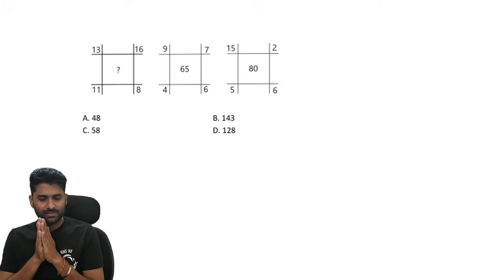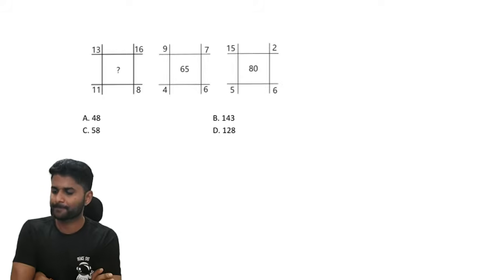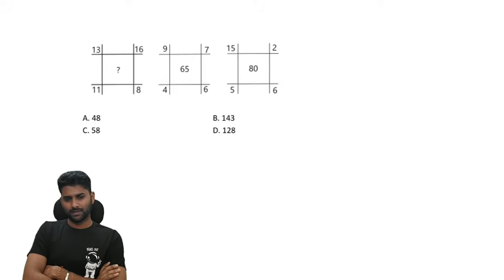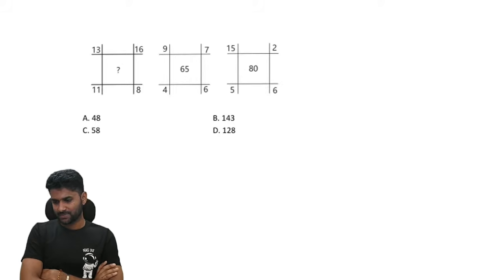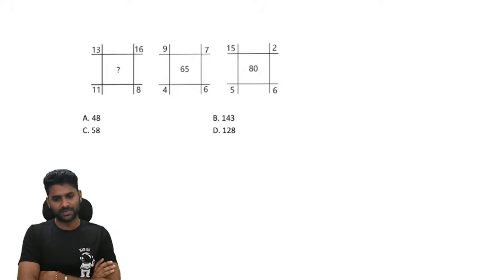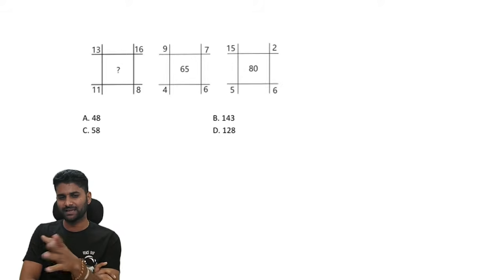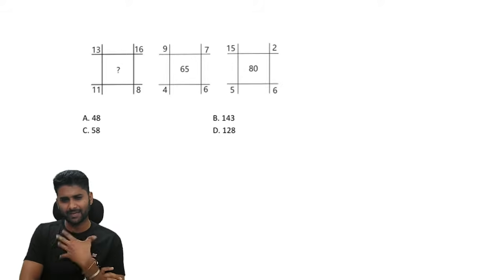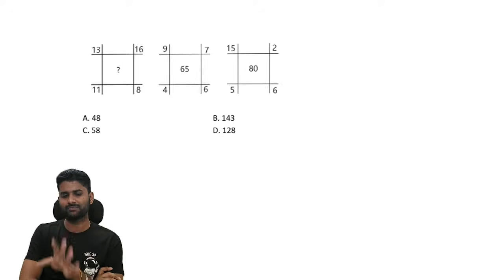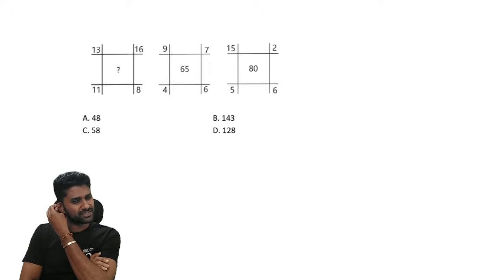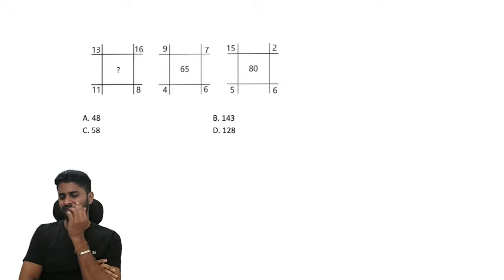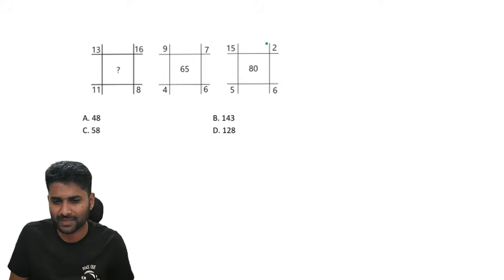So try to find the logic. I will give some time, don't worry. It's all about understanding those numbers and applying proper mathematical operations to get the result, that's all about the middle number. Leave aside the first one, second and third one. By using any mathematical operations on the numbers 9, 7, 4, 6, you can do anything. We want 65. Or you can take the third set, 15, 2, 5, 6. You can take 80. Let me tell you one approach.